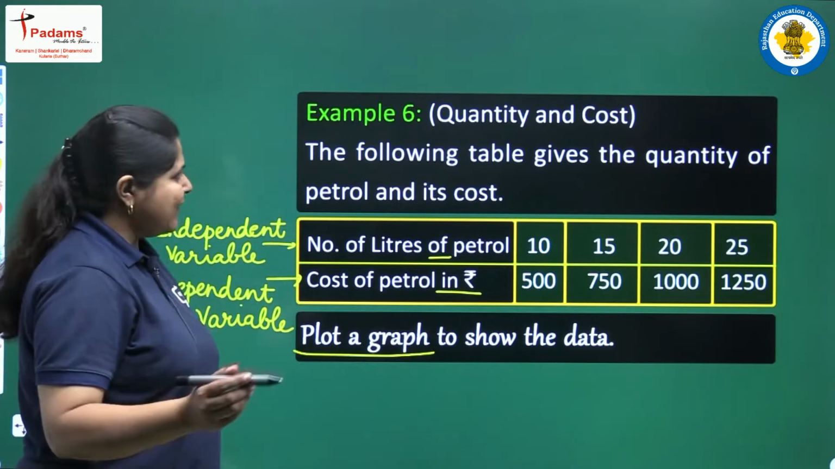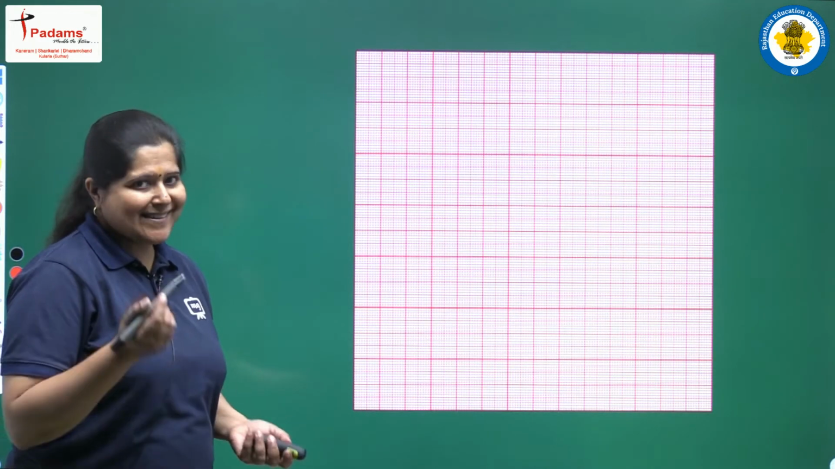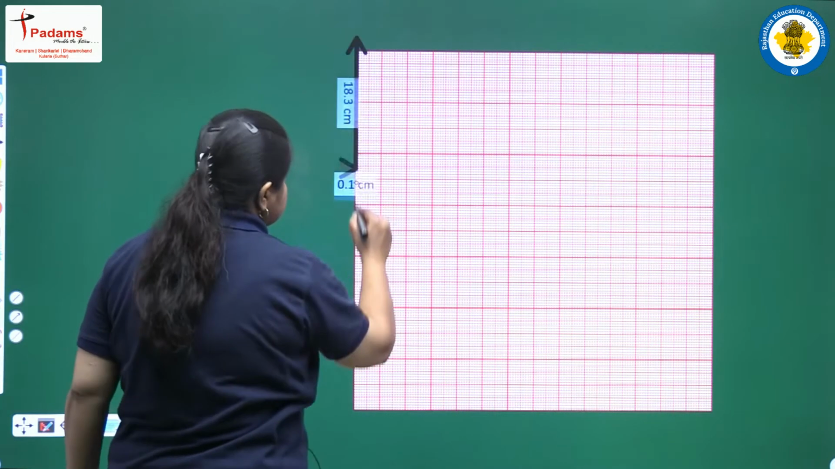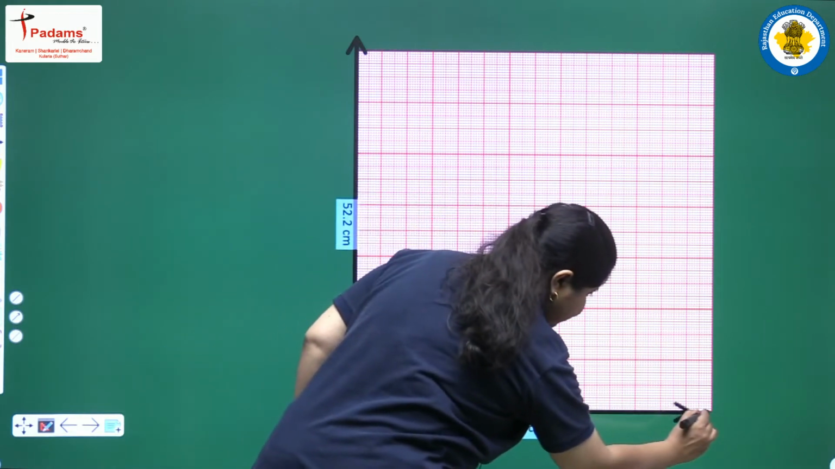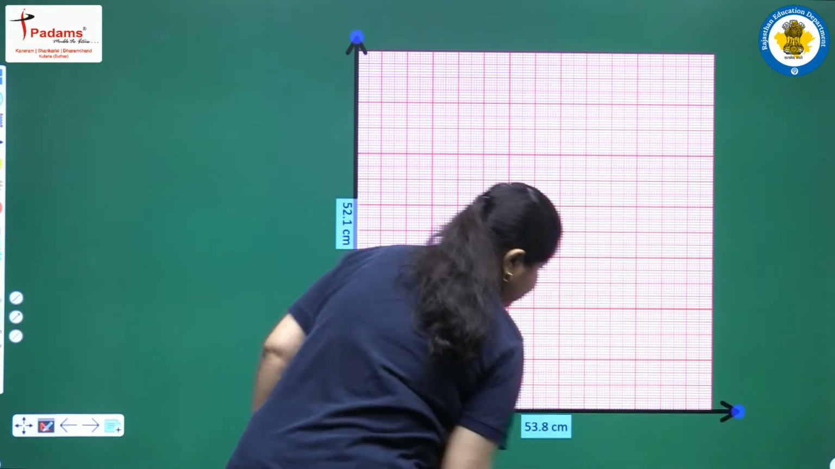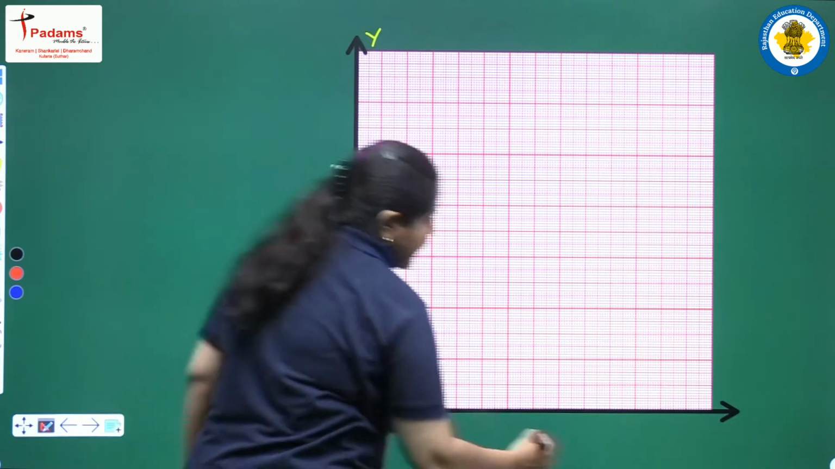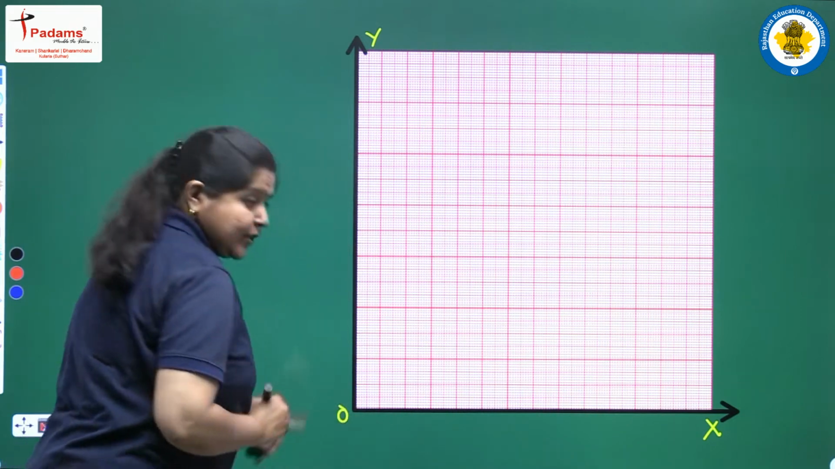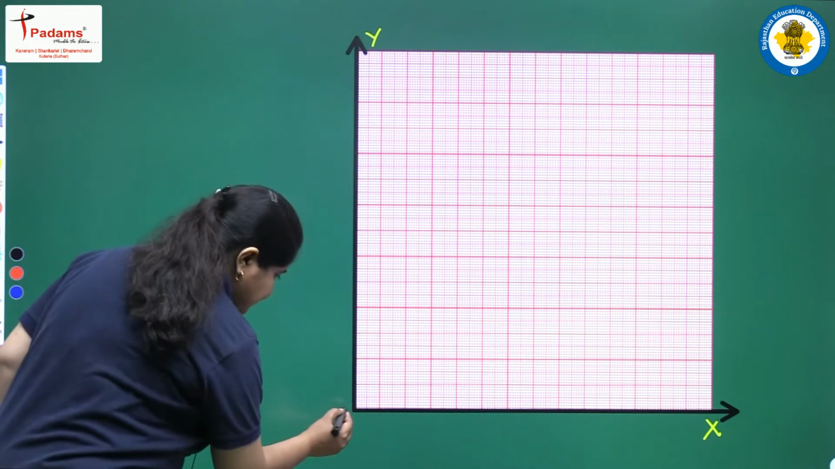Okay, we have one graph paper here, and for this first we need to draw the x-axis and the y-axis. We take here, this is your vertical axis, the y-axis, this is the horizontal axis which we name as x-axis. We write here y-axis and here x-axis, and this point, this is the origin which represents the number 0. So here we are marking number 0.